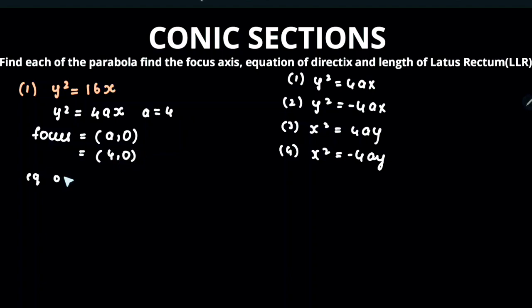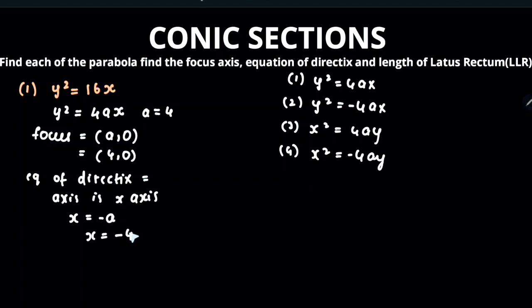And equation of directrix is equal to, axis is, which axis? If y square is given, then x axis. So x axis is equal to minus a. 16 is positive, so x is equal to minus a. So x is equal to, what is a value? Minus 4. And the next step is to find LLR, latus rectum, which is equal to 4a.